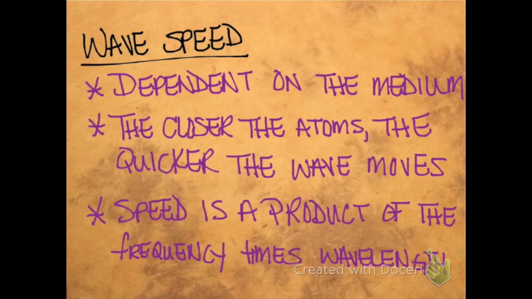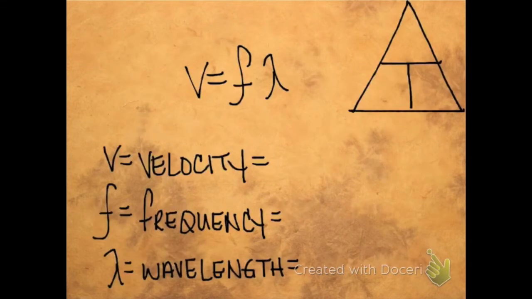Let's take a closer look at that. Velocity, or the wave speed, is equal to the frequency times the wavelength. In the earlier video, I mentioned to you that lambda is what represents wavelength. So anytime you see that lambda symbol, that's going to be wavelength, okay?